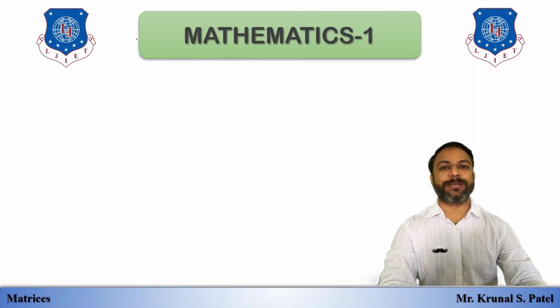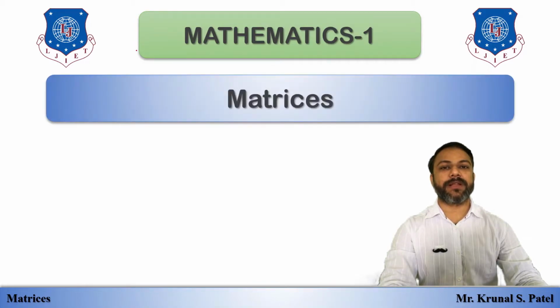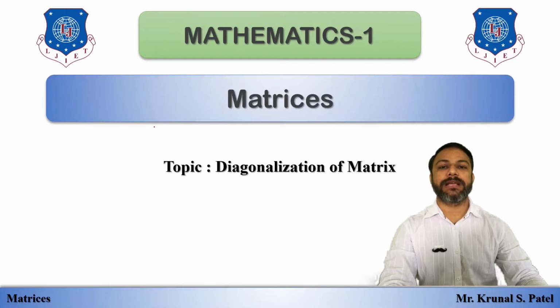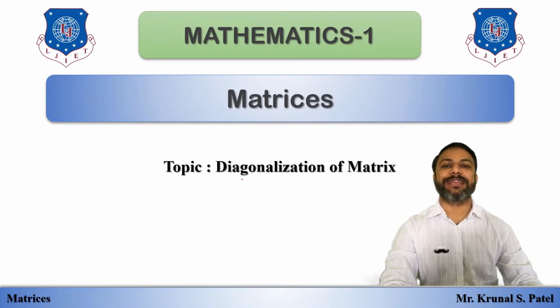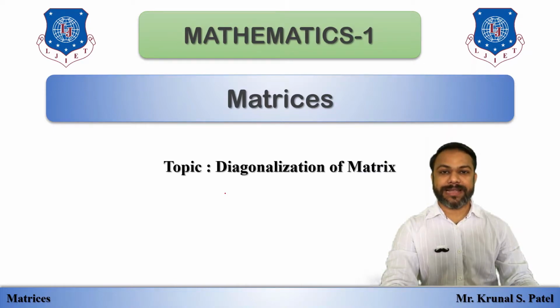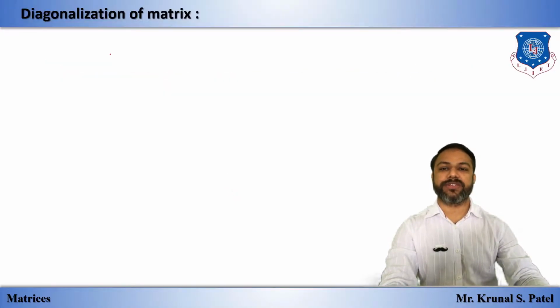Let's start with the course Mathematics 1 and the same chapter, matrices. Today's topic is diagonalization of a matrix. As I told you, in this lecture we compulsorily need eigenvalues and eigenvectors. So if you didn't practice the DIY examples before starting this video, you should practice them, otherwise this chapter will be difficult for you without the concept of eigenvalues and eigenvectors. Let's start with the diagonalization.